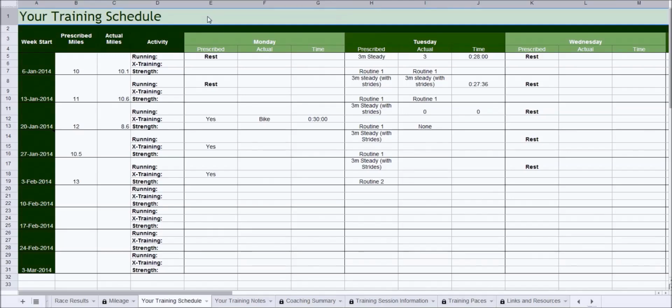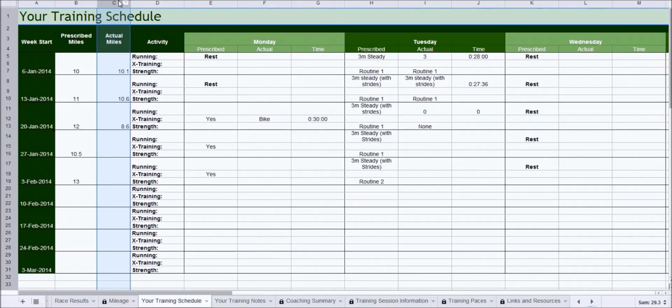So let's take a look at John Doe's training schedule. Okay, so this is what the main training schedule page looks like. We have a week start column down at the left hand side, and then also two columns related to mileage. The prescribed miles column will be completed by your coach as part of generating the training plan itself, and the actual miles column is designed to be completed by you.